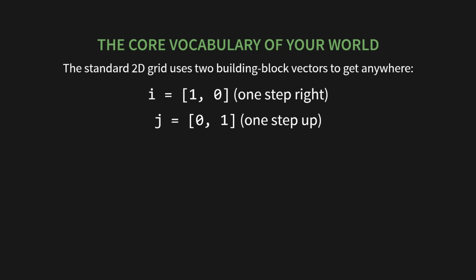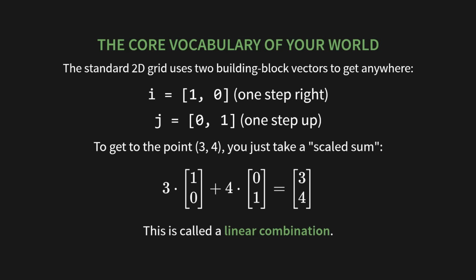The standard 2D grid uses 2 building block vectors to get anywhere. The first is I, which is 1, 0. That's just 1 step to the right. The second is J, which is 0, 1, or 1 step up. So to get to the point 3, 4, you just take a scaled sum. You take 3 times the right vector plus 4 times the up vector, and you land on 3, 4. This is called a linear combination. Our game character's moves are just different building blocks. So let's define our terms.